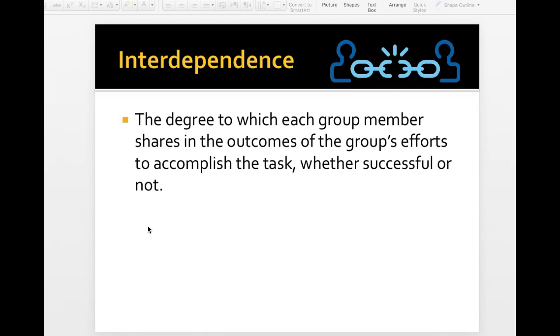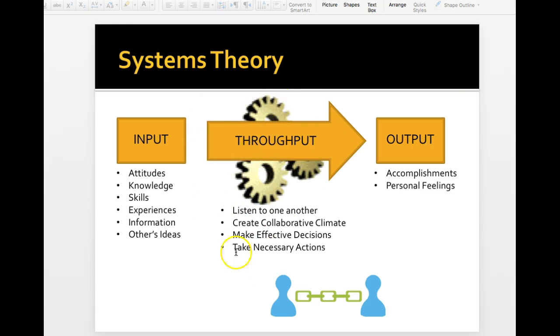So, the degree to which group members share the outcome of the group's efforts to accomplish the task. So when we say your service project has to be interdependent, it means that you all have to work together in order to accomplish the task. So your work depends on everybody else, right? You need each other to finish the task. That's interdependence. And in order for systems theory to work, the interdependence comes here in the throughput, right? You're all engaged and dependent on working together to get to that output in the end.